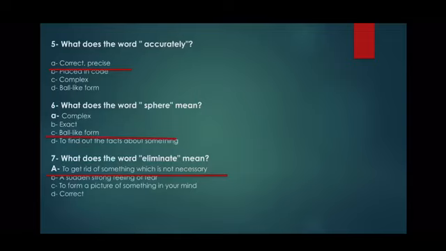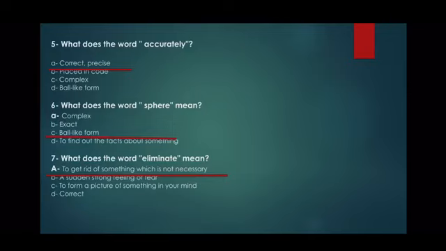You should memorize it from the box you have in your worksheets. What does the word sphere mean? It means ball-like form, when you have a shape like a ball, in the shape of a ball. What does the word eliminate mean? Which means to get rid of something which is not necessary.